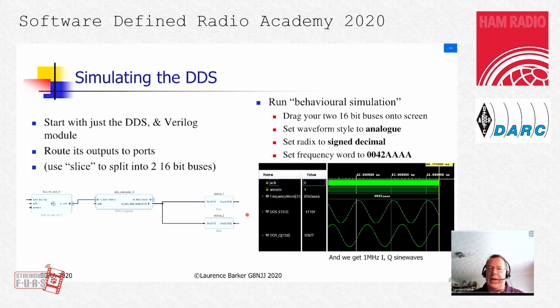You then click run behavioral simulation. You can drag those 2 buses onto the screen, run the simulator, and we get our nice sine wave. We've got 2 sine waves there, both in quadrature, and we can see that the DDS is working properly. I've got that set with a frequency word of 0042 AAAA. That corresponds to 1 megahertz.